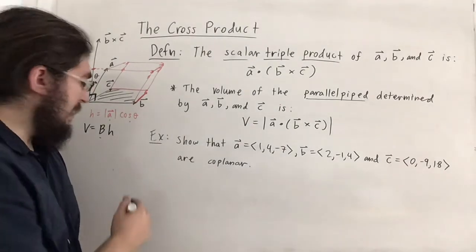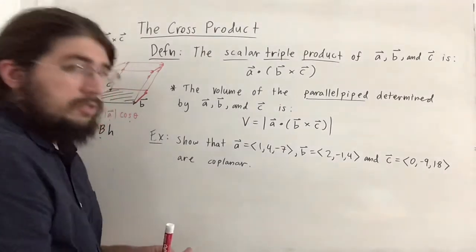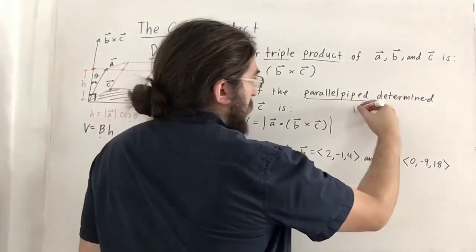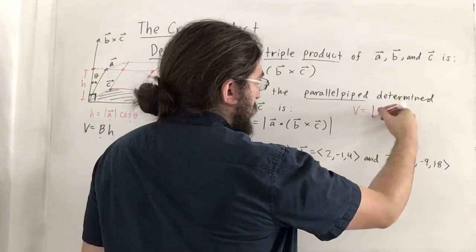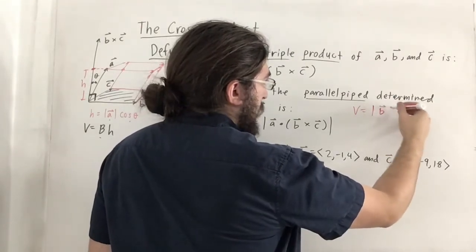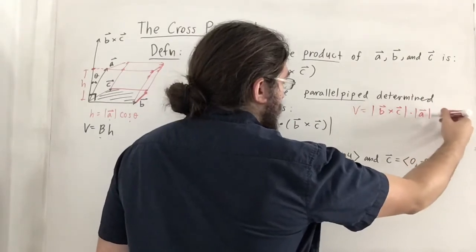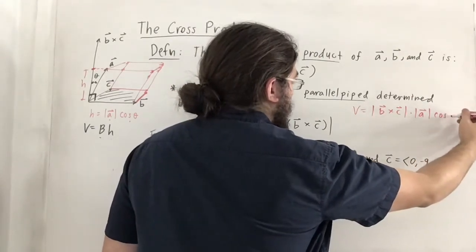I don't really have too much space here. I guess I'll write it out over here. Hope you can see that. But I'll write it here. So far we have the volume is the base area, which is the magnitude of the cross product of B and C, and the height is the magnitude of A times cosine of the angle.